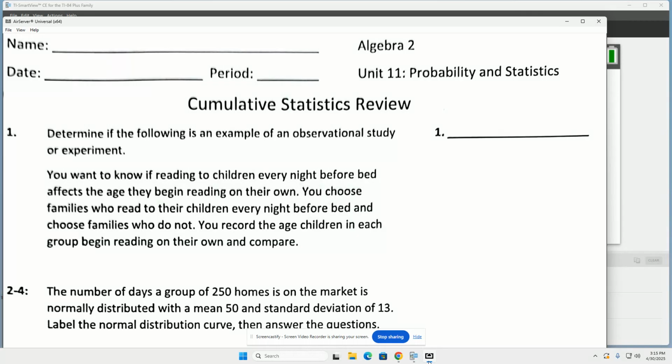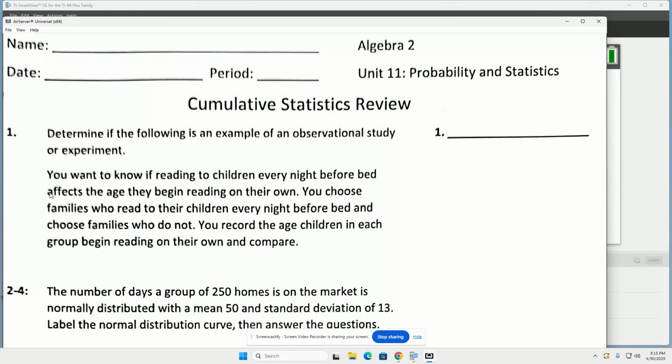So number one, determine if the following is an observational study or experiment. Just right off the bat, let me remind you, if it's an observational study, you're not causing something. You're not doing anything except stepping back and looking to see if something is happening. But if it's an experiment, you're causing it. You're controlling something, and then you're watching to see if it causes changes.